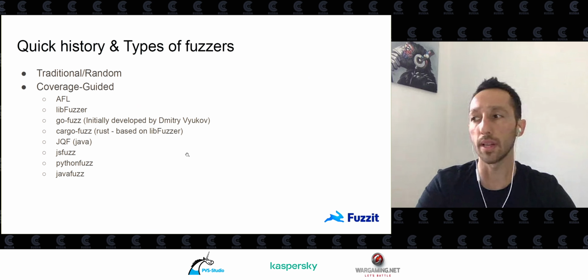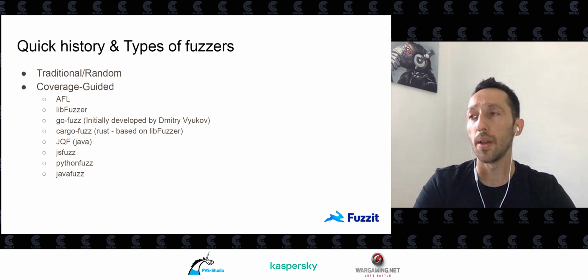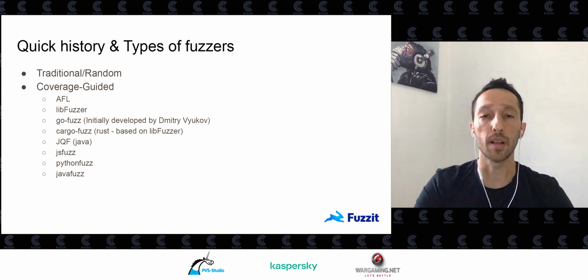Okay, a quick history and the types of fuzzers. We have the traditional ones, which are called random fuzzers, and they just generate completely random input and try to find bugs in the program. Usually it's not very effective, because to find a crash you have to find one specific input out of an almost infinite number of inputs, and the probability of finding this input is very low for traditional fuzzers.